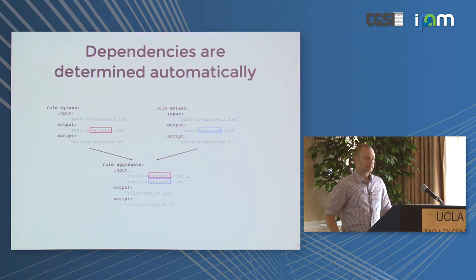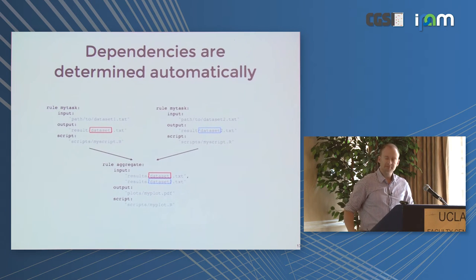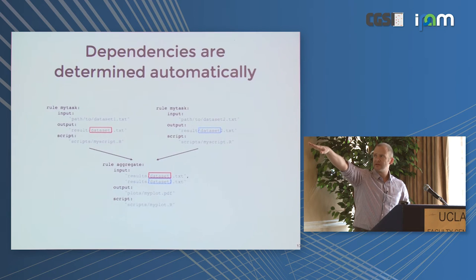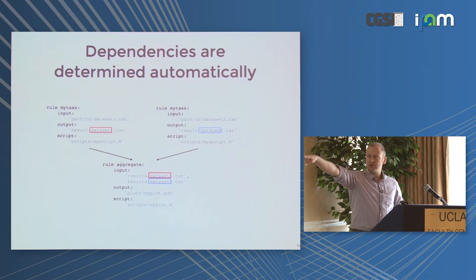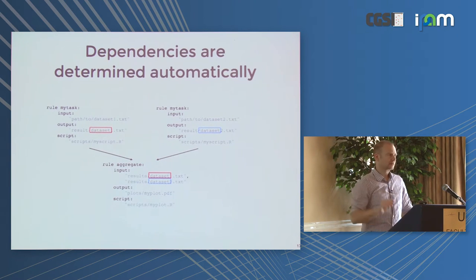So here, the dependencies are determined automatically. You execute two times, for dataset one and for dataset two. You generate this as output in rule my task, and then you use it in rule aggregate as input, and then generate the plot.